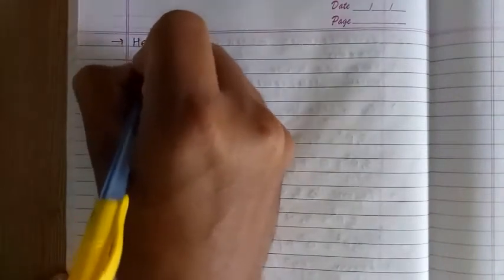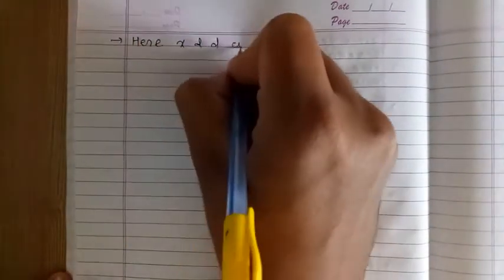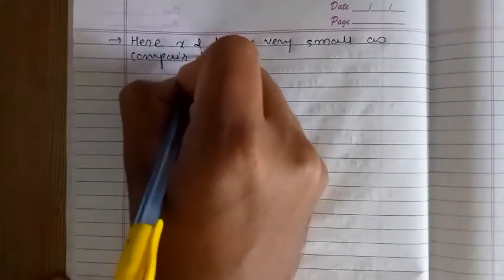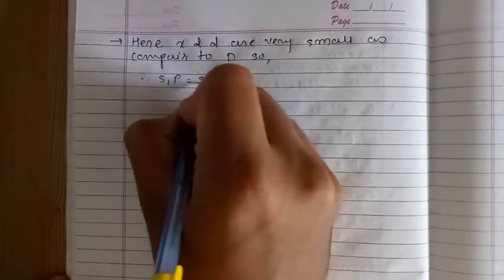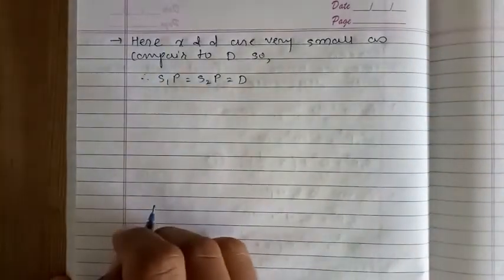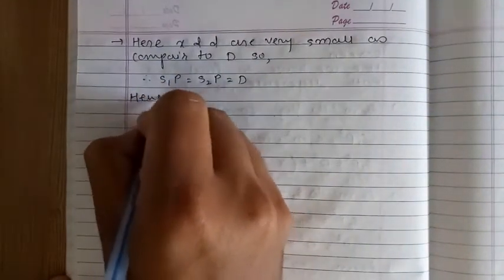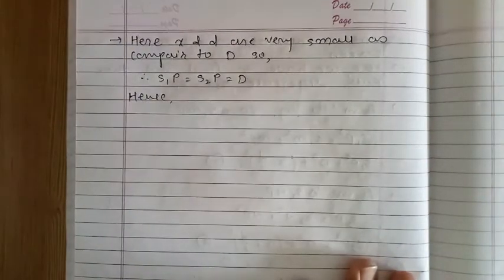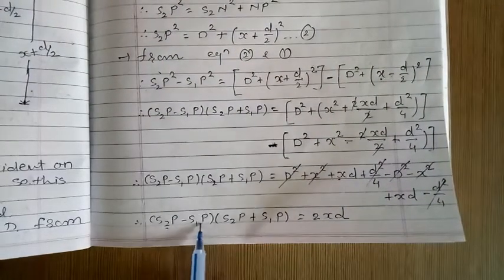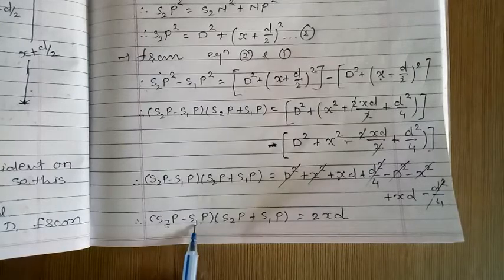So we can write that here x and small d are very small as compared to capital D. So S1P is equal to S2P is equal to capital D. Hence, we have to find the path difference. So see here, this S2P minus S1P, here we have to find the path difference.